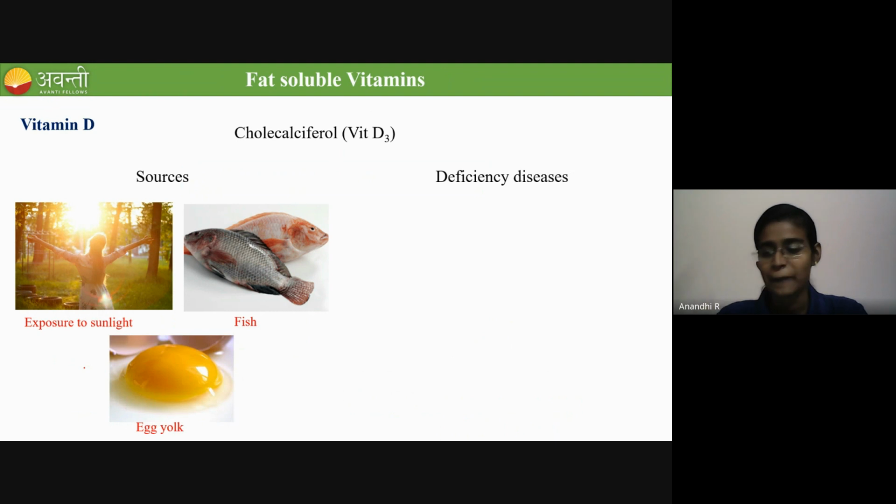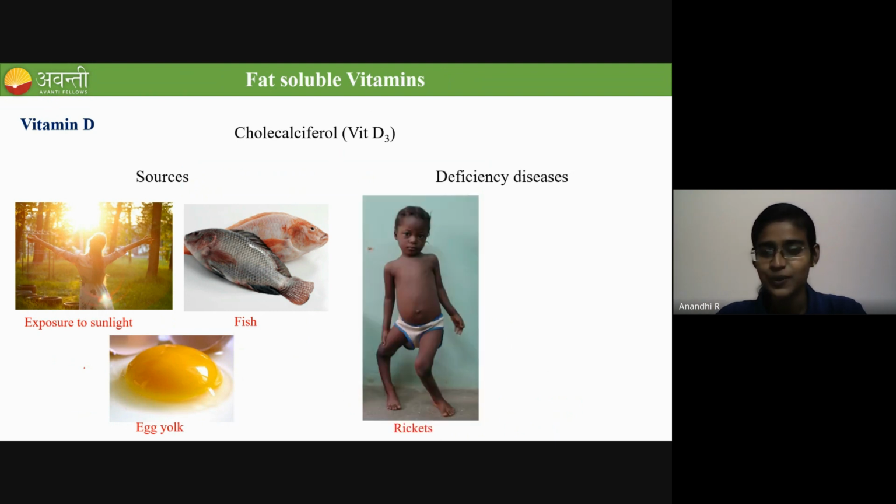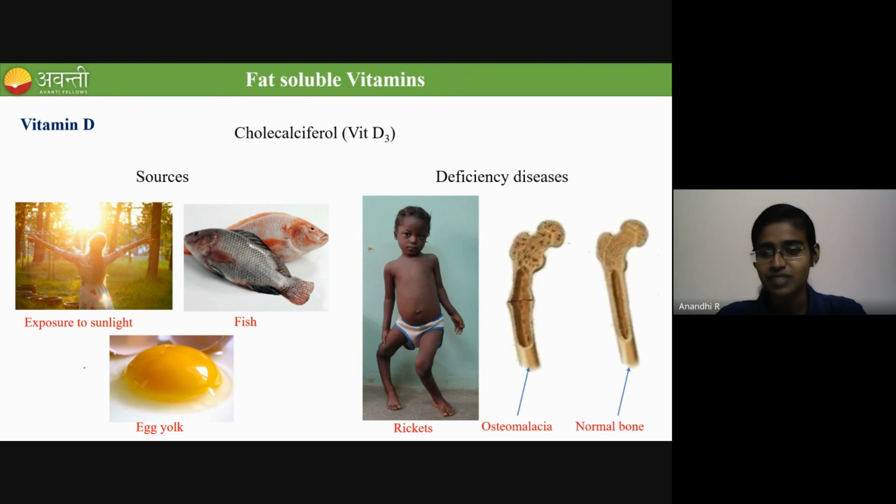Okay, fine. Now the deficiency of vitamin D leads to rickets and osteomalacia. Osteomalacia, you can see, right? It's a bone disease. You can see the normal bone, and you can see the osteomalacia, the disease-affected bone. So this type of disease you will get.